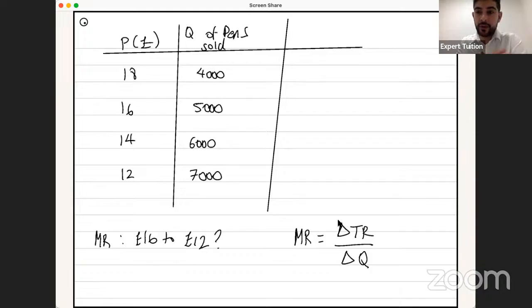Compared to when they cut the price to 12 pounds. So this, I'm going to populate with TR. I actually don't need to know what the revenue is at 18. I don't even need to know what it is at 14. The only thing I need to know is at 16 and at 12.